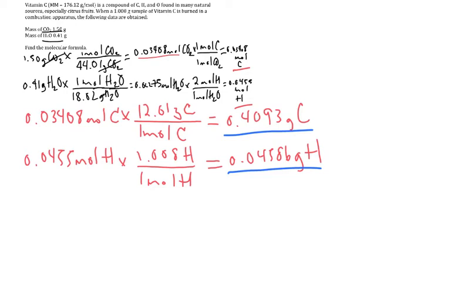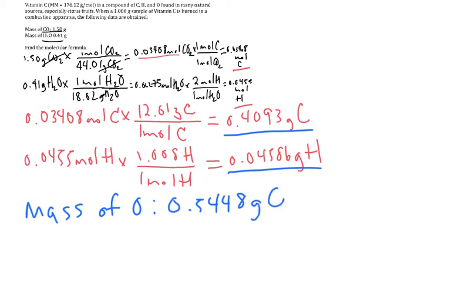Minus 0.4093. Okay, so the mass of oxygen I get is 0.5448 grams of oxygen. If I know the mass of oxygen, I can find the moles of oxygen, and then I'll have all of the information I need for my empirical formula.